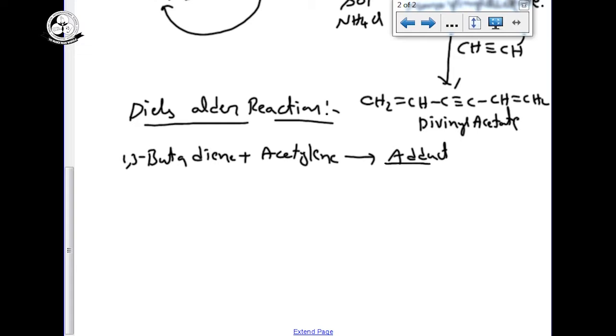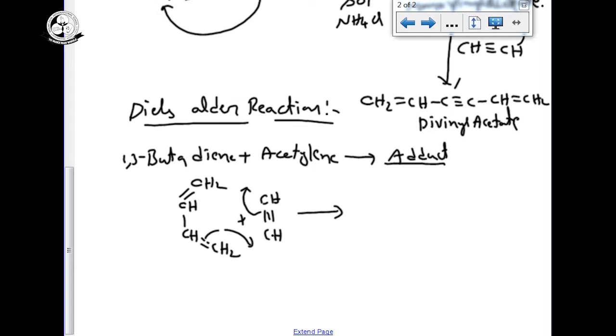What is the meaning of adduct? Means addition product. So 1,3-butadiene, I am writing in the cyclic form: CH single bond CH double bond CH plus CH triple bond CH. Same as usual, double bond will shift here, double bond will shift here. Only two bonds are shifting. Cyclic addition, symmetrical you are taking, okay.